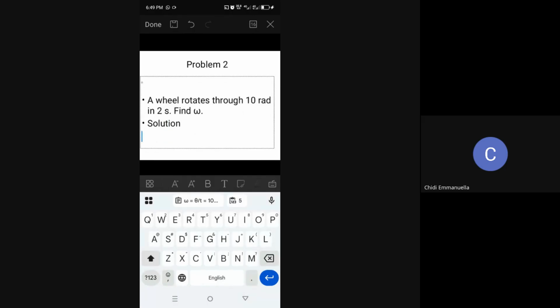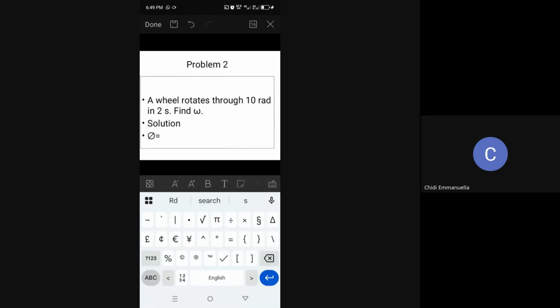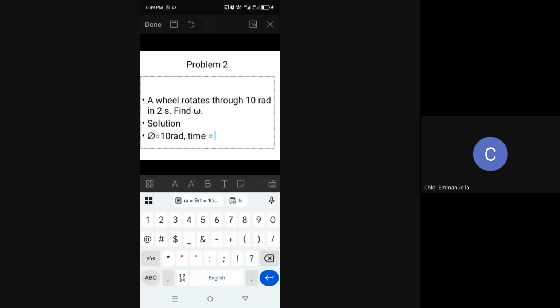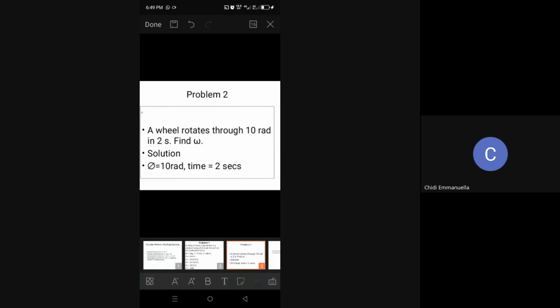Solution. I've been given theta in the question. Theta is equal to 10 radians, and time. Your time must be in seconds. If it's not in seconds, please, you must convert to seconds. Don't forget, 2 seconds. So my formula, of course, you already know the formula.